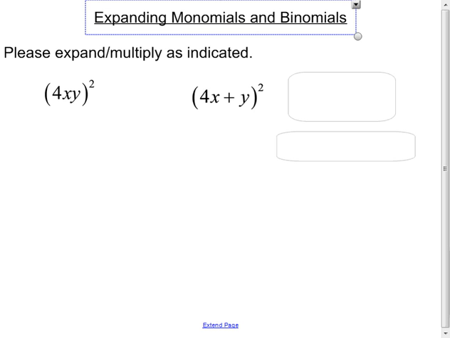Okay, where it says please expand or multiply as indicated, we're going to apply that right now. The problem on the left, if we notice the property involved, it's just an exponents problem. Everything in the parentheses is being squared. It says 4xy all squared. So that just quite simply means we're going to square the 4, square the x, and square the y, which will give us 16x squared y squared.